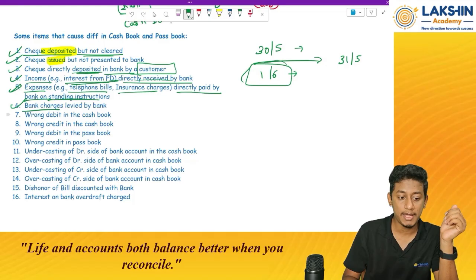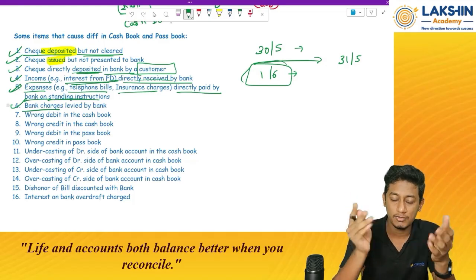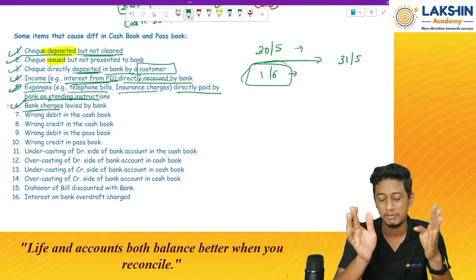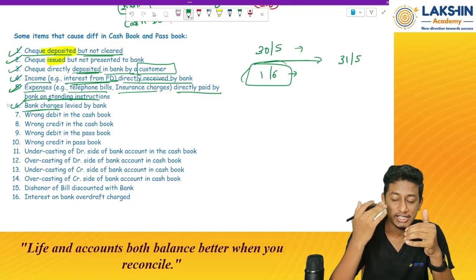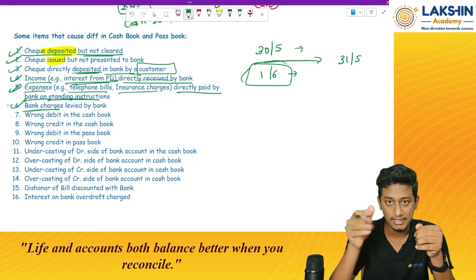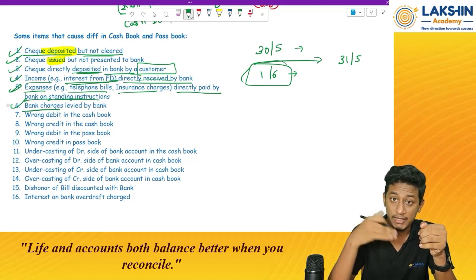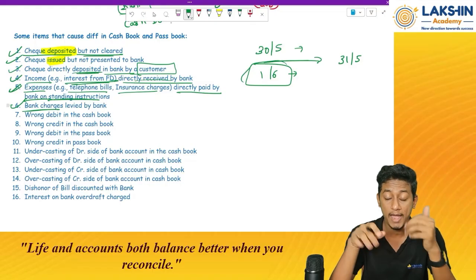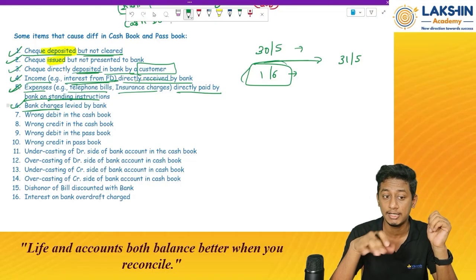Bank charges levied by the bank. So what will the bank do? Bank might have some of its own charges: SMS charges, debit card charges, maintenance charges, whatever it might be. So the bank will keep on deducting the bank charges on the account, right? But will I know it? Sometimes I won't know it. So will I make an entry in my cash book? No, sir. So bank account balance will be less, whereas my cash book balance will be more.